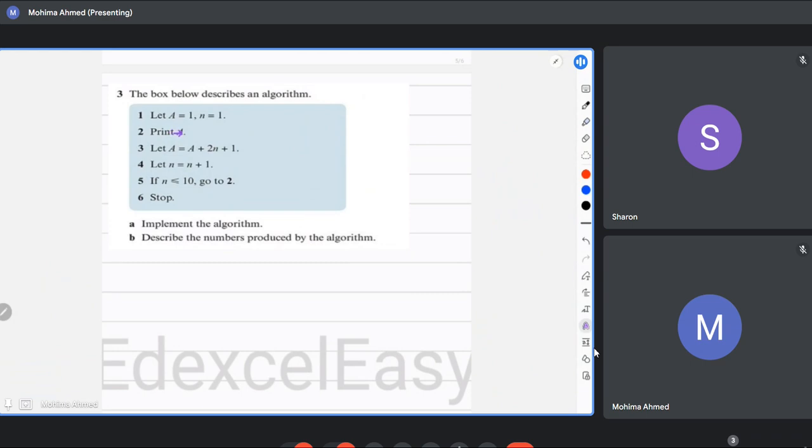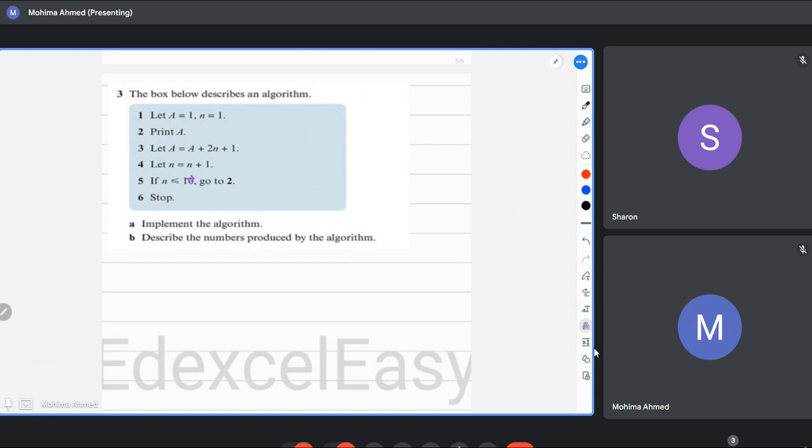First they will print out the value for A, and after that they will move forward and then again go back. They will move forward and again go back. And for how many times will they go back? As long as the value for N is within 10. So if we get N as 8, that is still less than 10, right? So again they will go back, right? For N equal to 9, they will also go back.